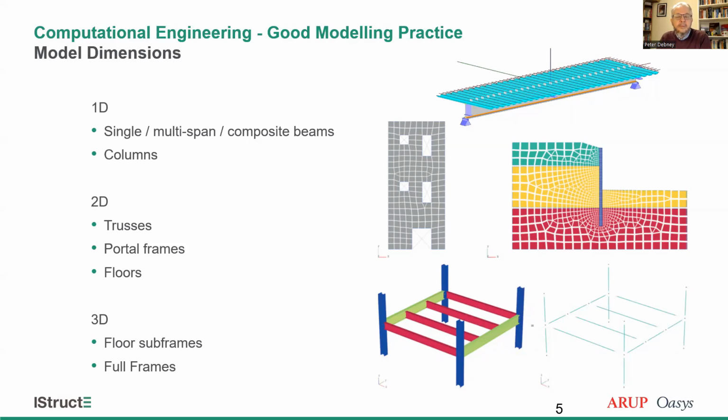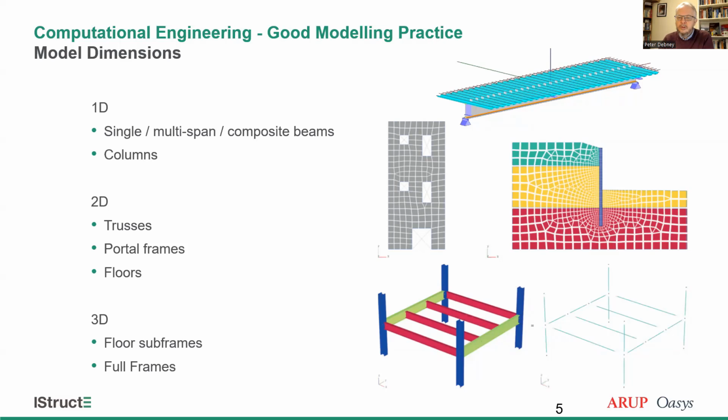And it's important to remember that most programs default to 3D, which means if you build just a single beam element in the model, it can be unstable, because a 1D model assumes additional restraints: no rotation in plane, no movement out of plane, and that sort of thing.